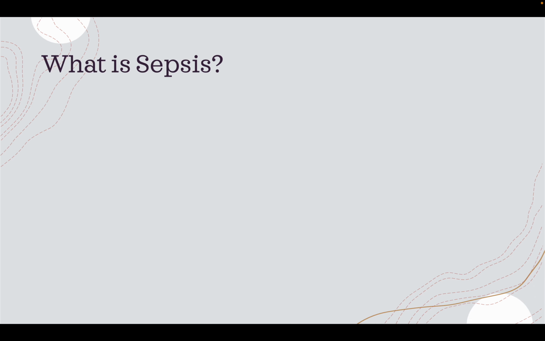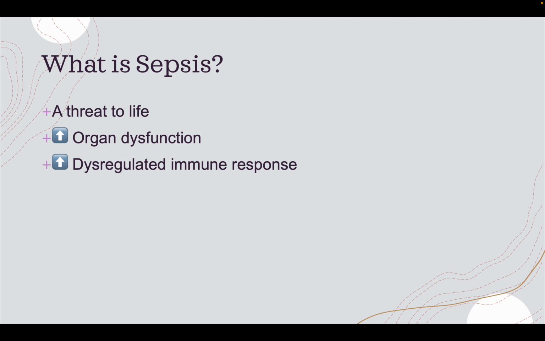To begin, what is sepsis? Well, if you use the Harrison textbook definition, sepsis is a threat to life caused by organ dysfunction, caused by dysregulated immune response, caused by infection. If you think that that is nebulous and difficult to pin down, you are correct.